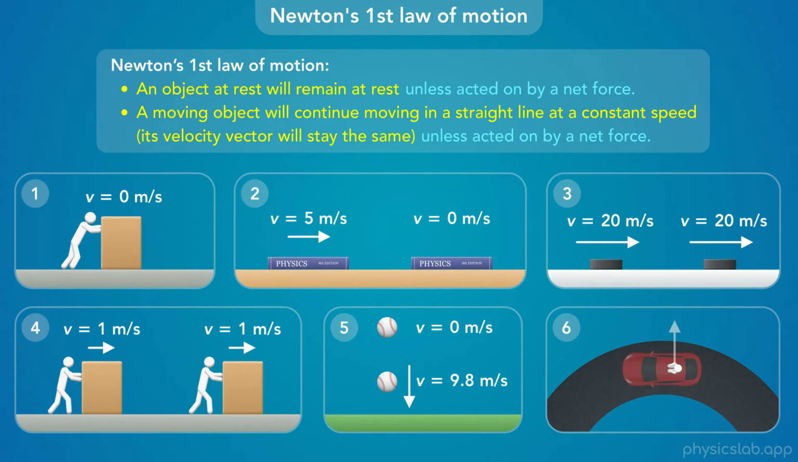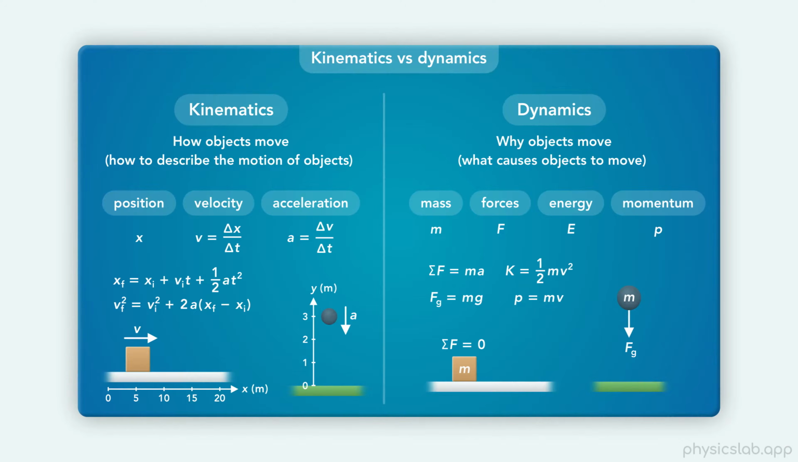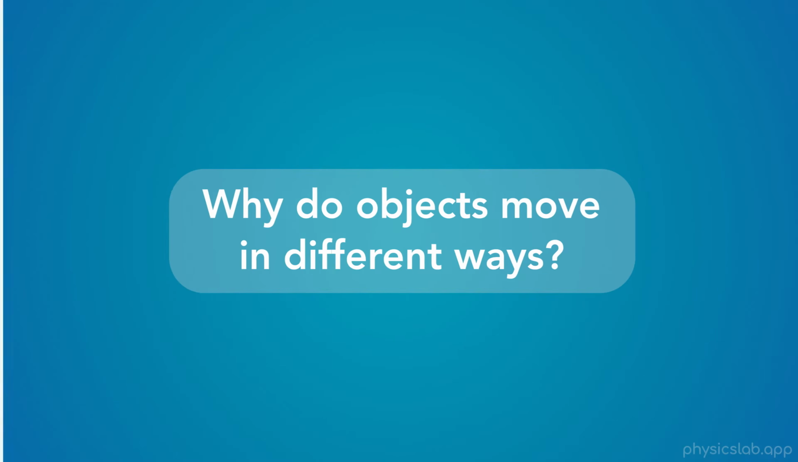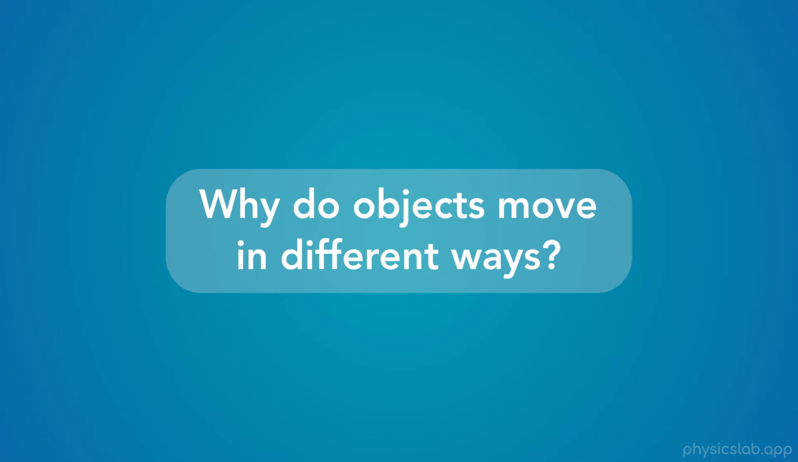In the last video, we mentioned that everything we've learned so far has been kinematics, which covers how objects move. Now we're moving on to dynamics, which covers why objects move, or what causes them to move. So let's start this video by trying to answer the question, why do objects move in different ways?